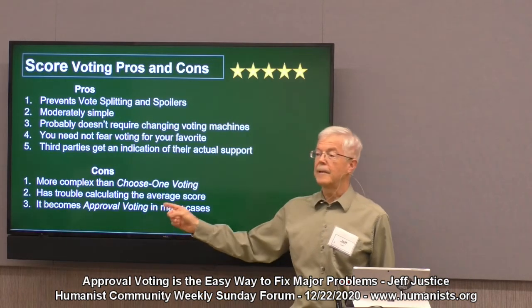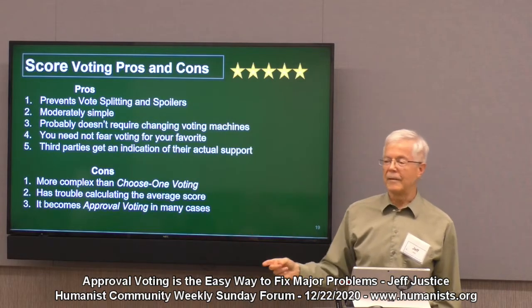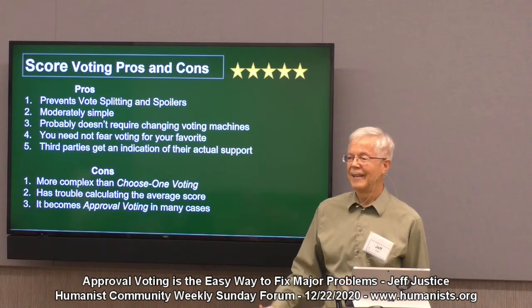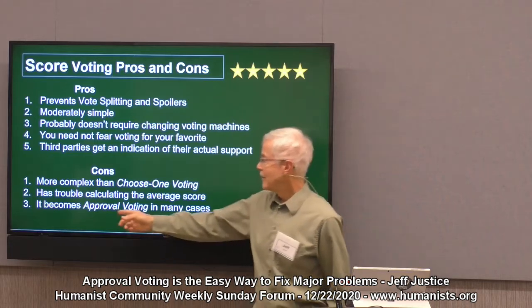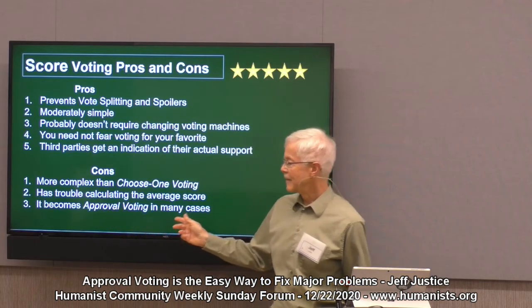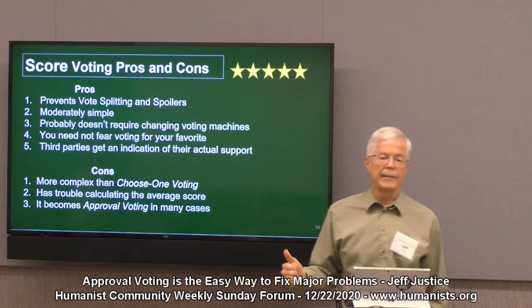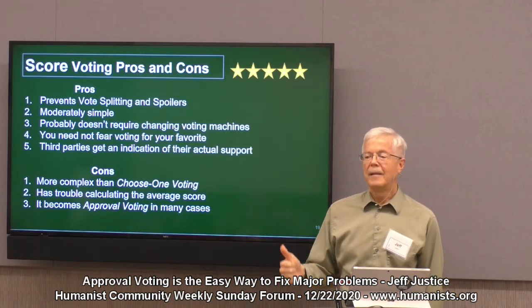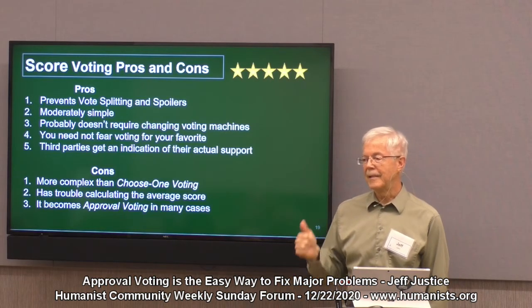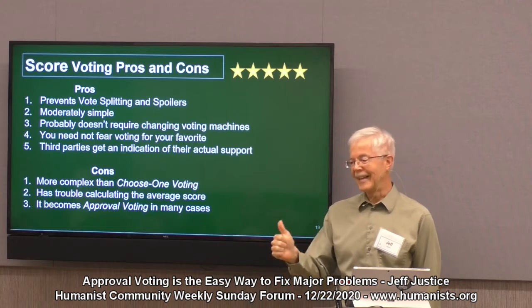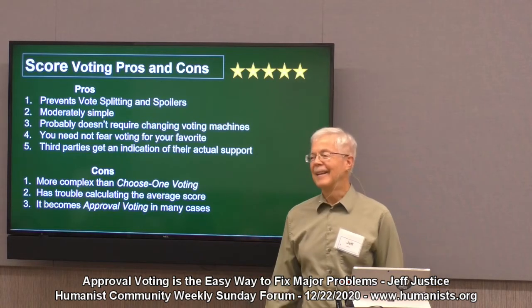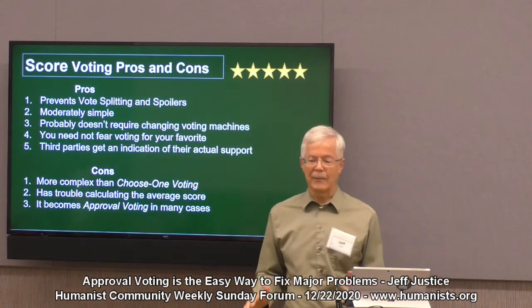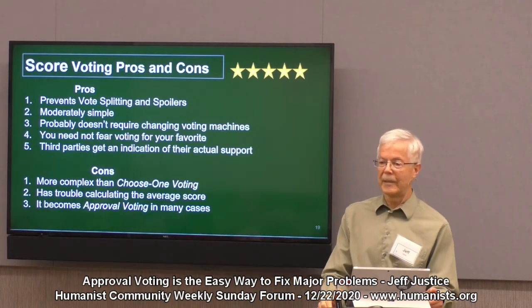Approval voting is basically score voting with just one level, up or nothing. So score voting becomes approval voting in many cases. And in political systems, you're often really polarized. So you tend to vote 5 stars for the one you like the best and 0 stars for the one you want the least.